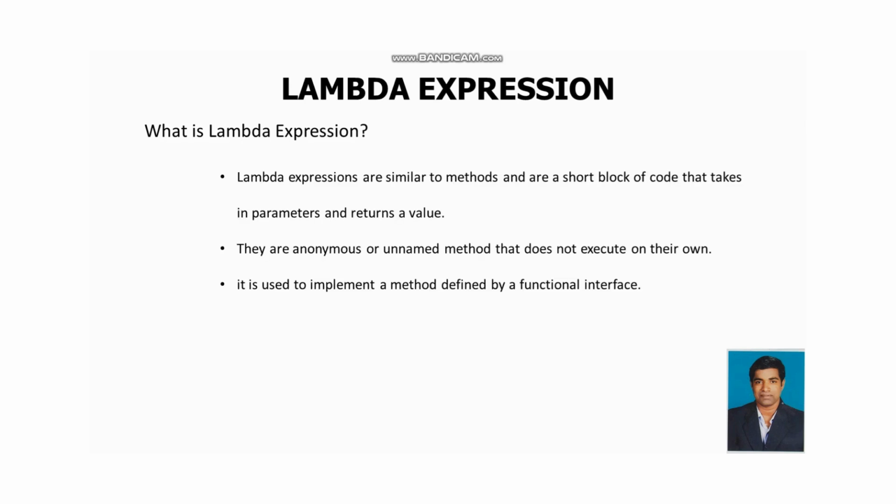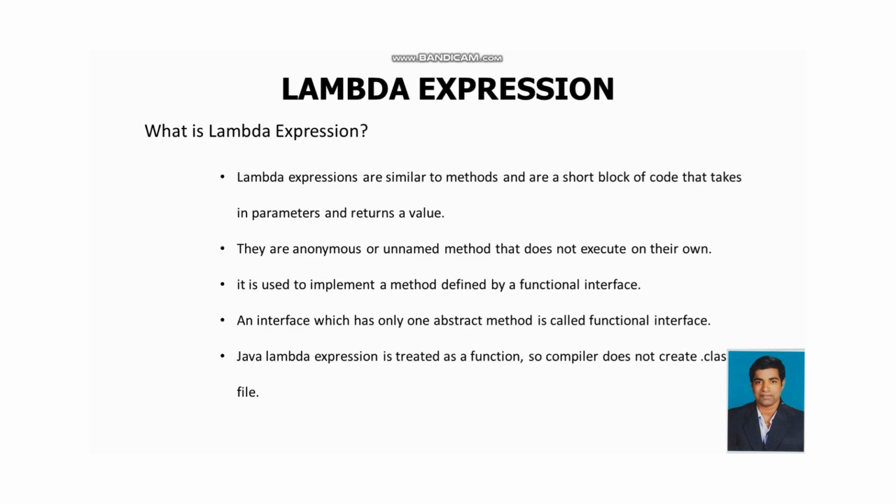What is a lambda expression now? What we understood from the previous slide: lambda expressions are similar to methods. Whatever methods we followed without lambda expression, in the same way a lambda expression is also one kind of representation of methods. It is a short block of code that takes in parameters and returns a value. They are anonymous or unnamed methods that do not execute on their own. It is used to implement a method defined by a functional interface. An interface which has only one abstract method is called a functional interface.